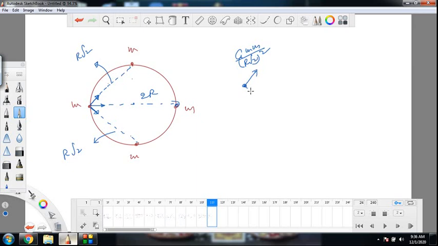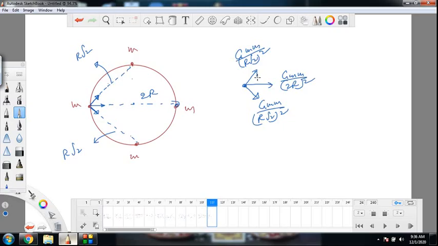Similarly here there is a force by the down particle, same, G m m by (r root 2) whole square, and this force is given by G m m by (2r) whole square because that distance is 2r. So we have to get the resultant of these forces.